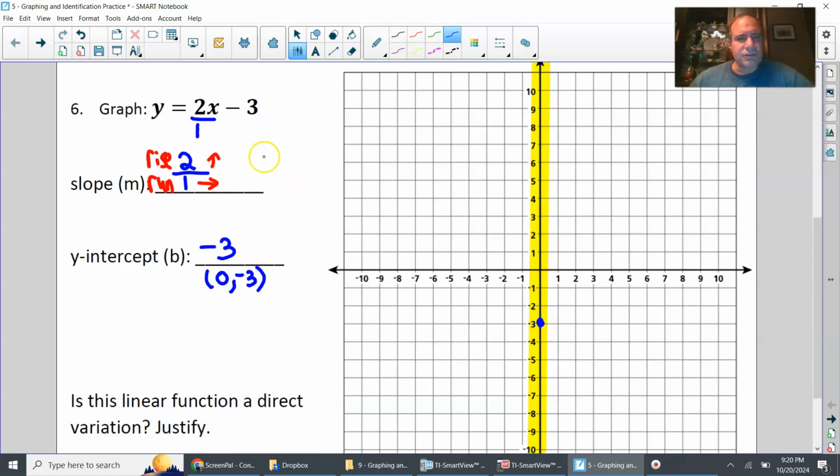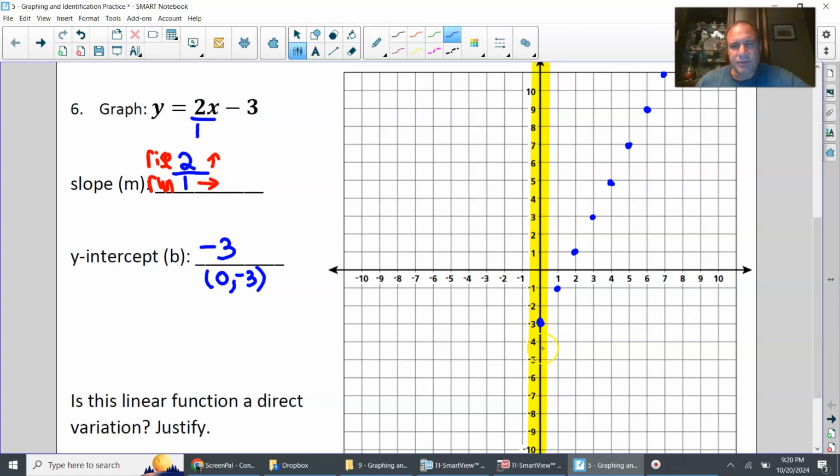Then you're going to rise 2. You're going to follow your slope. You're going to rise 2 and run to the right 1. Rise 2 again, run to the right 1. Rise 2, right 1. You could go a little bit faster. Rise 2, right 1, and rise 2, right 1. You stop right there. Then you have to put some points on this other part of the graph.